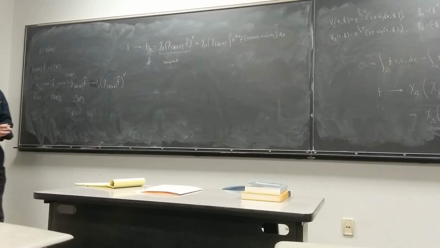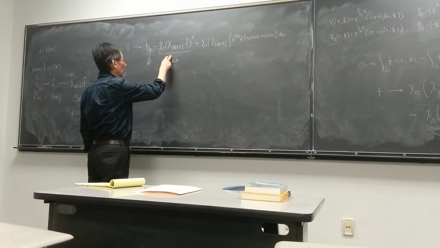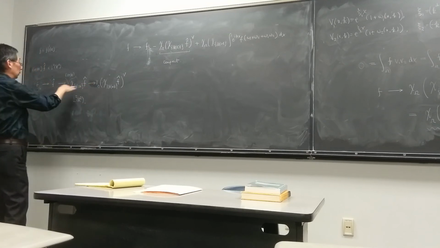Okay, it's compact. That means any bounded sequence in L2 must carry some convergent subsequence by the embedding here. So you can see that this is compact. The compactness of this part is easy to see. You can do the direct analysis to see that it is compact.